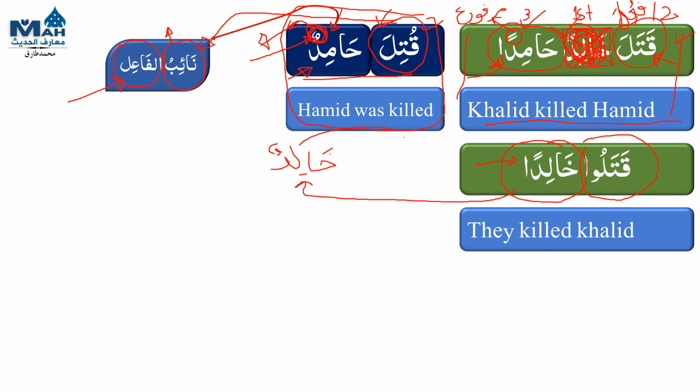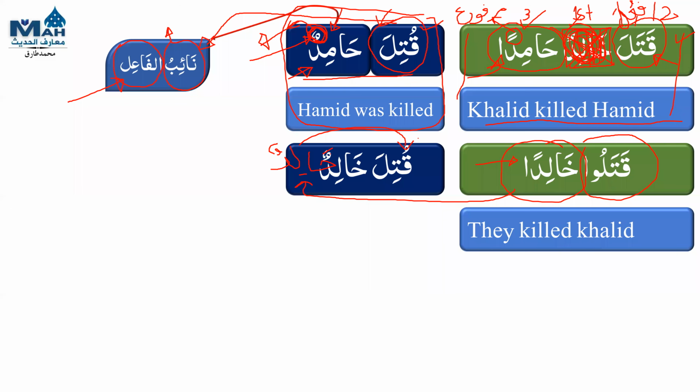So for it, what you will bring? You will bring singular. Singular, okay. Kutila Khalidun. Got it, sir. Khalid was killed. Because, sister, what we are doing? We are removing the subject. So when you will remove the subject from this verb, what will remain? Only this related to Khalid, it will remain that action was done on Khalid. Qutila Khalidun. Okay. Khalid was killed.